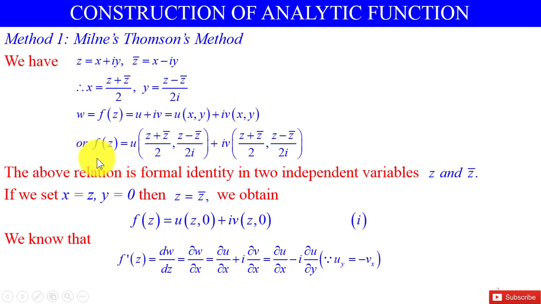which implies that f of z is equal to u of ((z plus z bar) by 2, (z minus z bar) by 2i) plus i v of ((z plus z bar) by 2, (z minus z bar) by 2i). The above relation is a formal identity in two independent variables z and z bar.